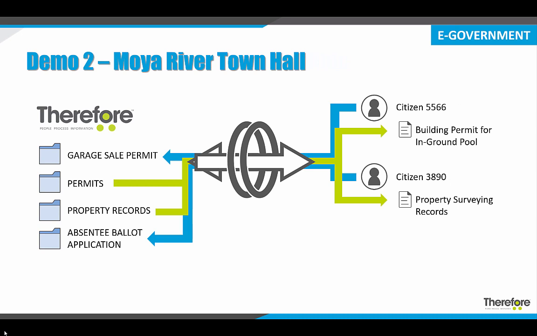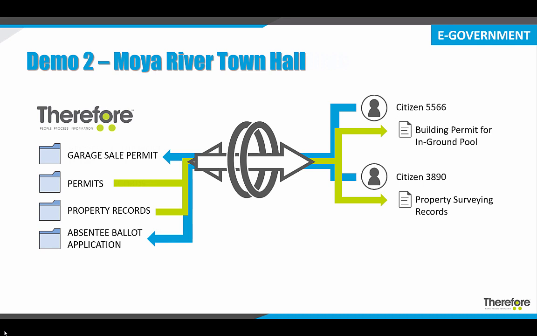Again, we'll first be taking a look at the diagram to see exactly what we'll be doing. This is the case of Moya River Town Hall, a town hall that's decided to improve the service they provide to their citizens by investing in strong e-government initiatives. Now here's a snippet of the solution that they're using.